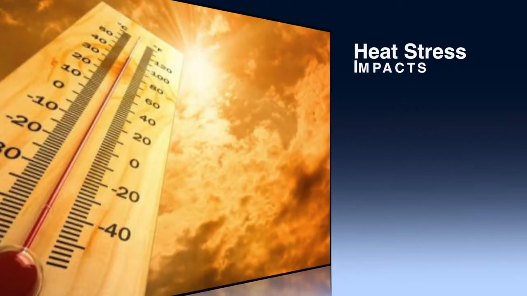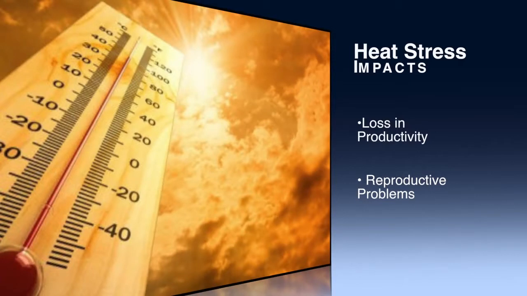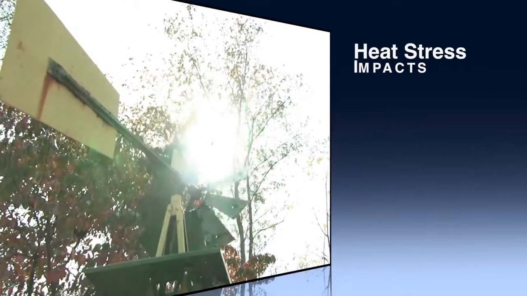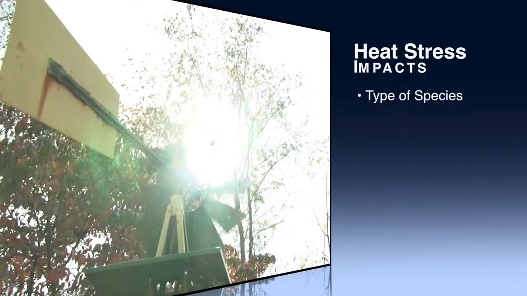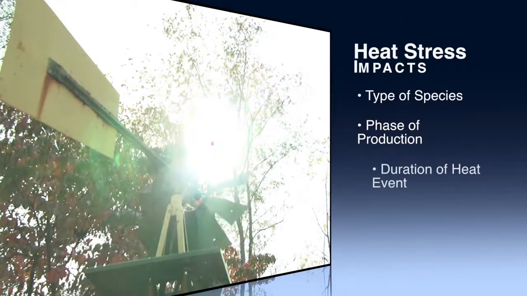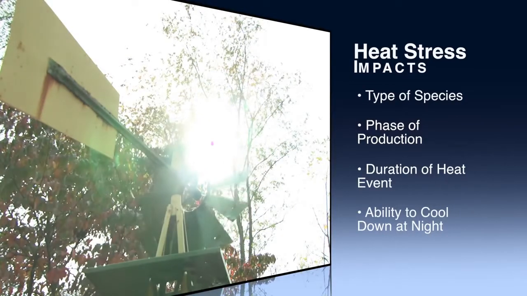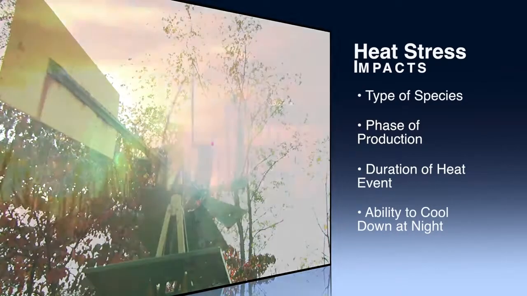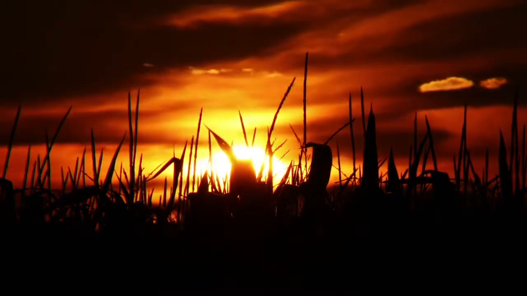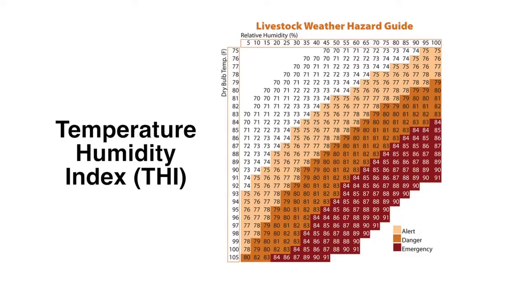The most common impacts of heat stress on animals are loss in productivity and reproductive problems. These impacts can vary depending on the type of species and their different phases of production. Impacts are also a function of the duration of the heat event and the ability of the animals to cool down in the evening. If temperatures do not fall enough during the night, the animals cannot cool down. A species and production-specific temperature-humidity index can help alert farmers to potential heat stress impacts.